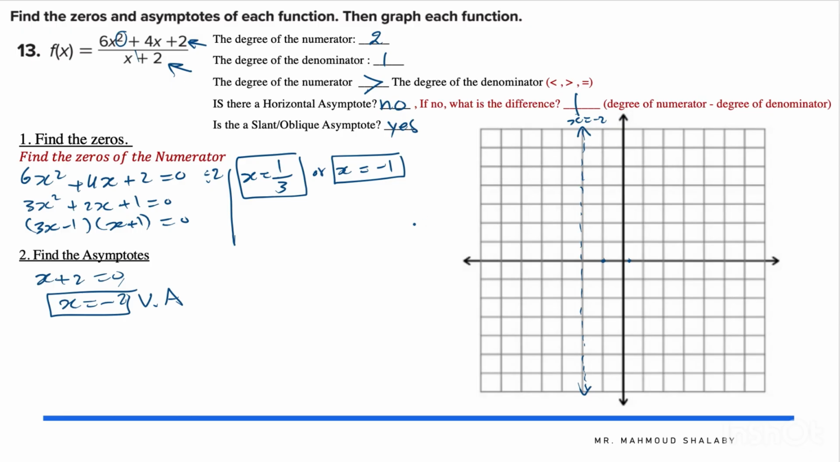By doing a long division, but I will not do a long division from now on. I will do it as a synthetic division. It's a way much easier. So what I will do, I will write the coefficients of x only. So it will be like 6, 4 and 2.